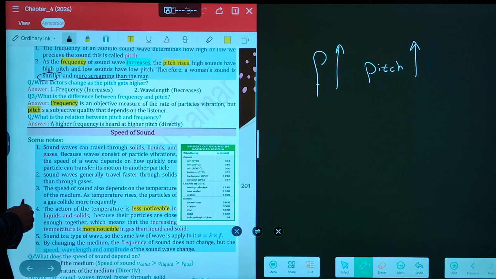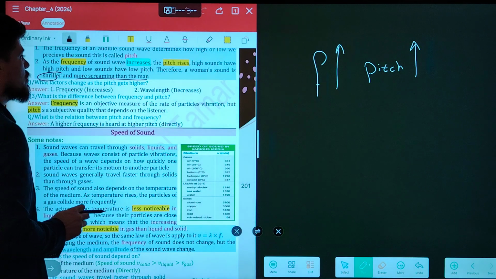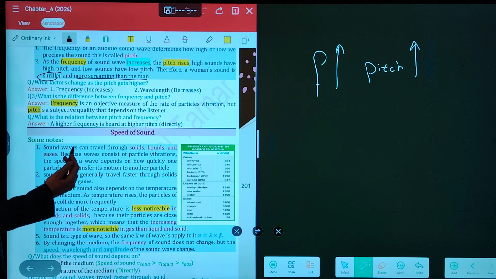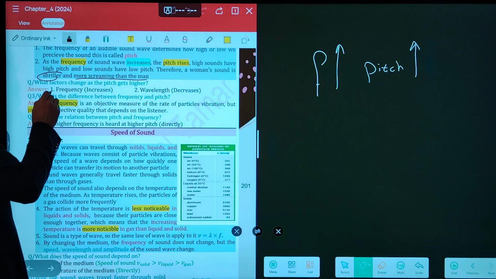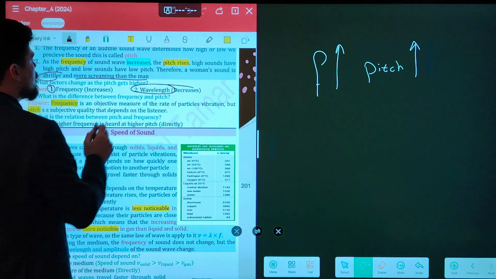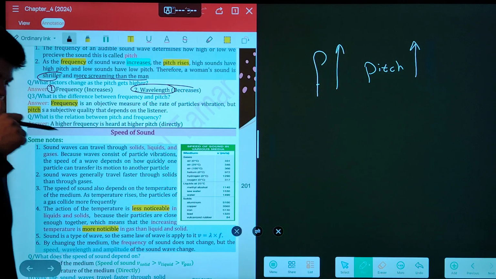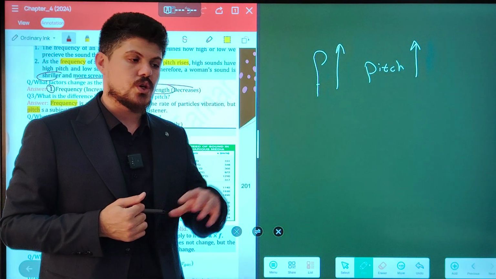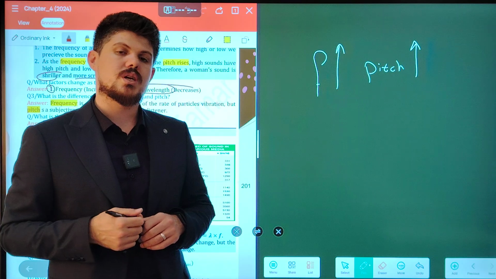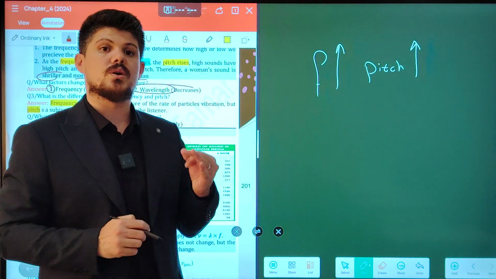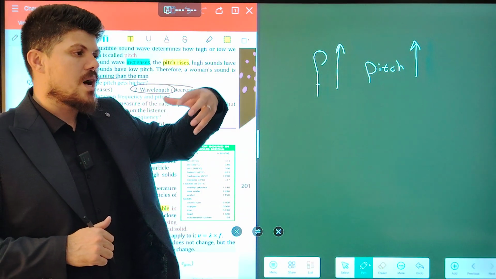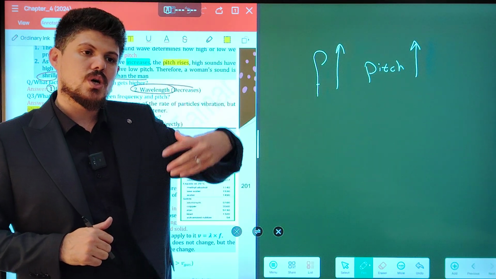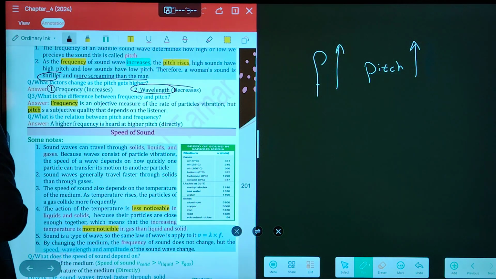What factor changes as the pitch gets higher? This is a very good question. When the pitch gets higher, which of the following changes? Does the frequency change? Yes, of course. If the frequency changes, does the wavelength also change? Yes, of course. So frequency and wavelength both change when the pitch changes. When the pitch gets higher, frequency increases and wavelength decreases, because frequency and wavelength are inversely proportional.